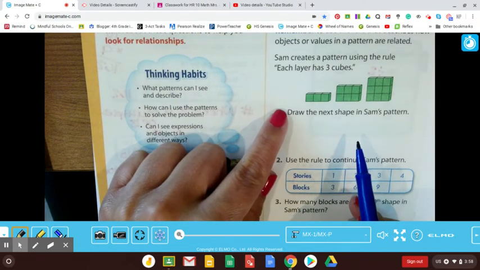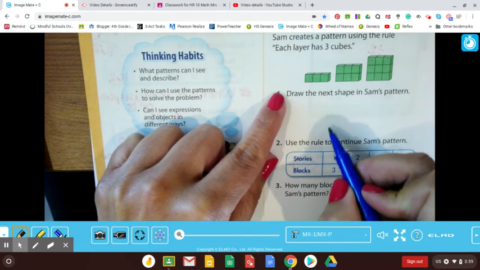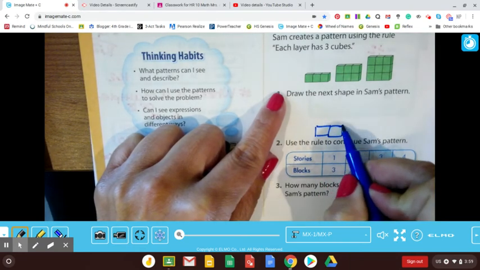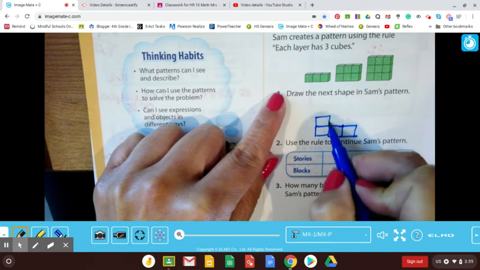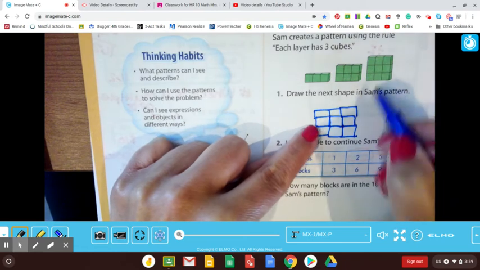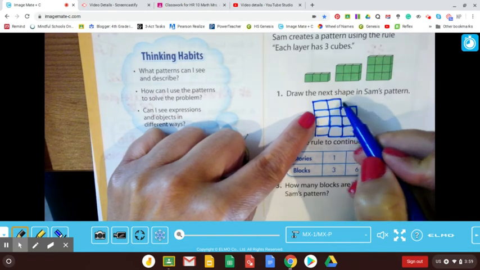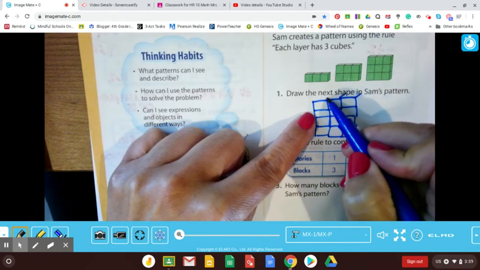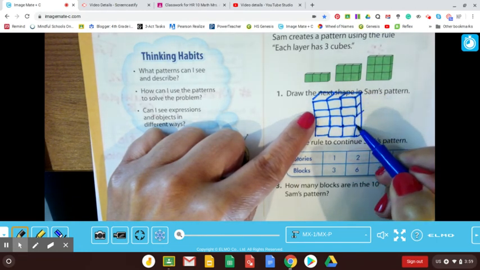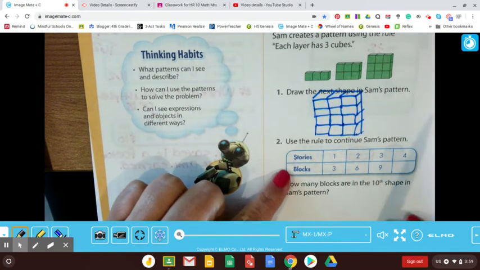And he wants us to draw the next shape in Sam's pattern. Oh, I hate drawing 3D objects, but I'm going to try here. So I'm going to have 1, 2, 3, and then I'll have my other layer on top of that. So what I've copied now is this one, even though it doesn't really look the same. For the next one, I want to add 3 more cubes. And if I really want to get fancy, I could try to make it 3D. I'm not so good at that, but something like that. So that would be the next shape if I was going to draw it.